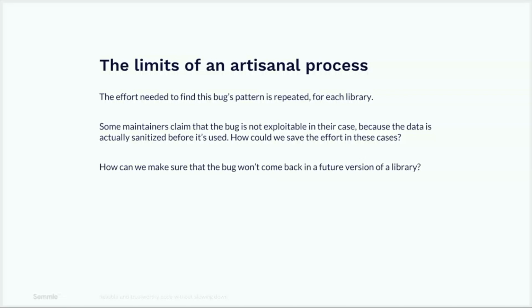But this is a very artisanal process, right? The effort needed to find this pattern is repeated for each library, for each code base. In some cases, maintainers were claiming that the bug is not exploitable in their case because somehow between the archive entry full path and the place where it was actually written into the file system, there was some sanitation. And most importantly, the problem is how can we make sure that the bug won't come back in a future version of the library?